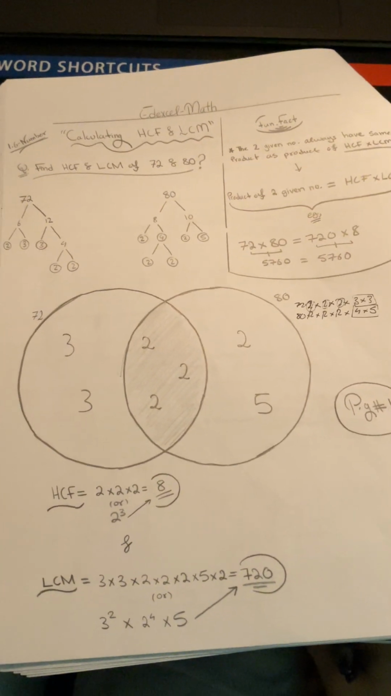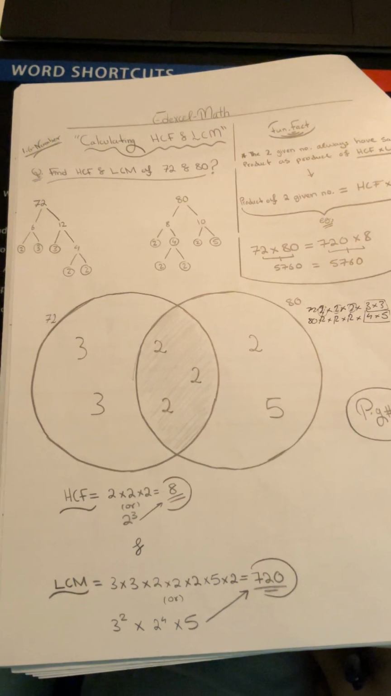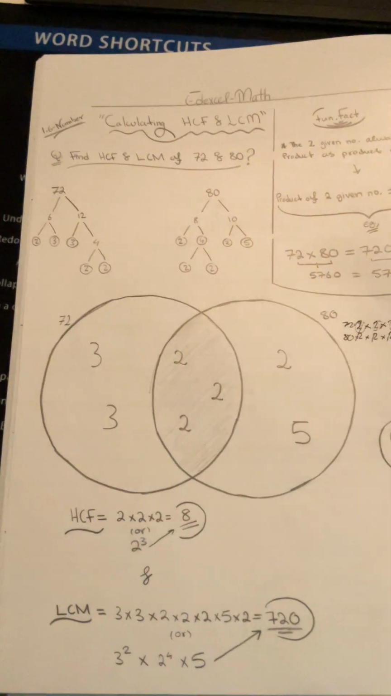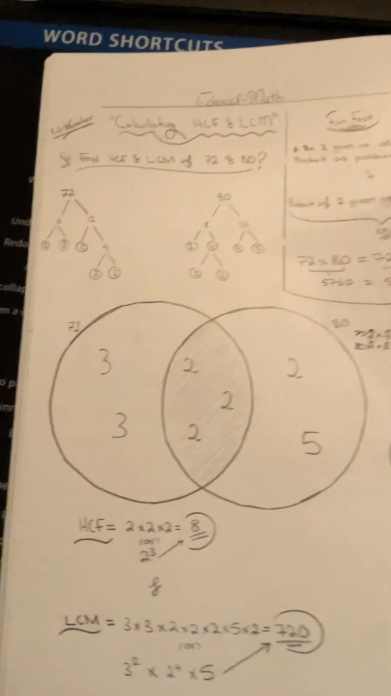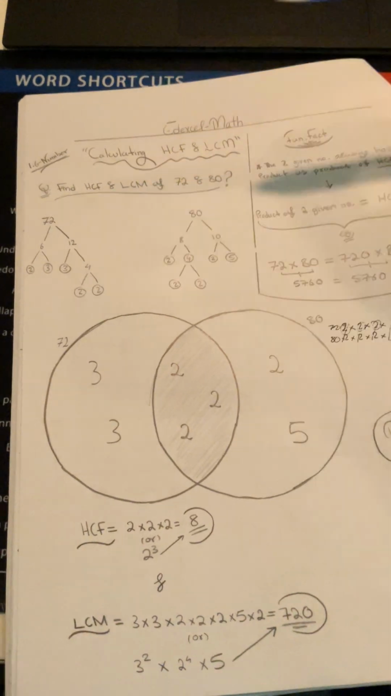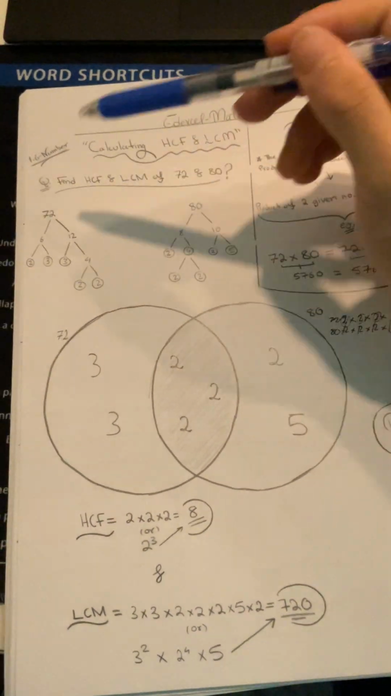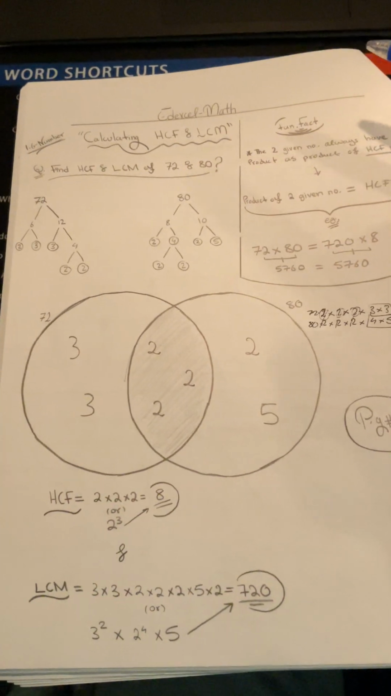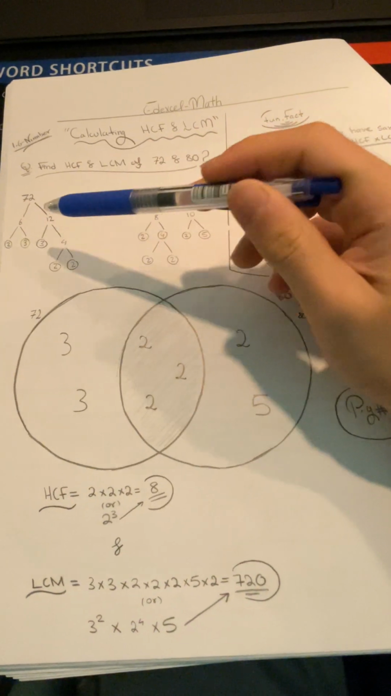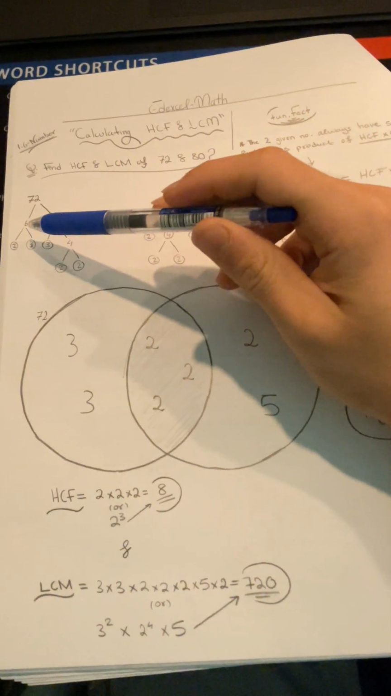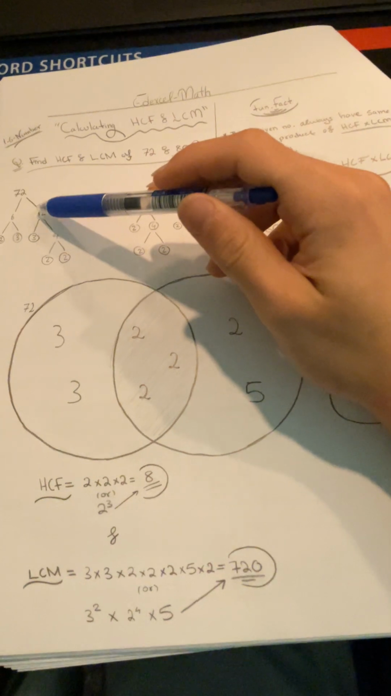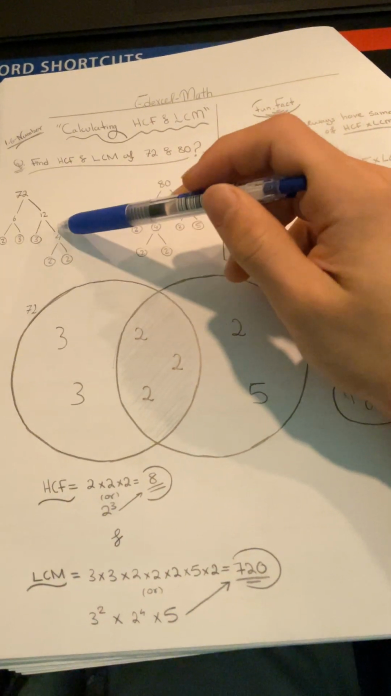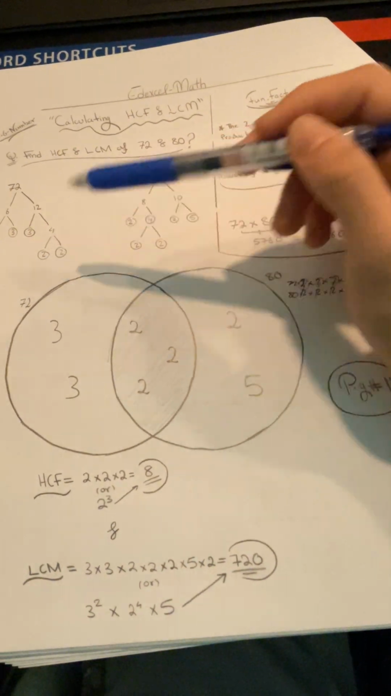Now let's have a beautiful example to see how we actually find this. Calculating HCF and LCM. Sorry about the camera. Find HCF and LCM of 72 and 80. Well, decompose both into their prime factors. 72 is 6 times 12. 6 is 2 times 3, both prime. 12 is 3 times 4, 3 is prime. 4 is 2 times 2, both prime.